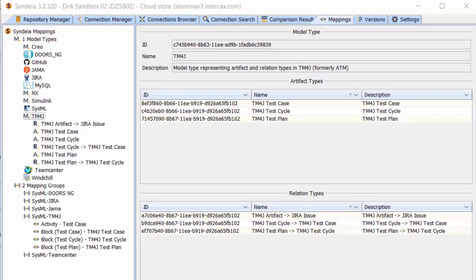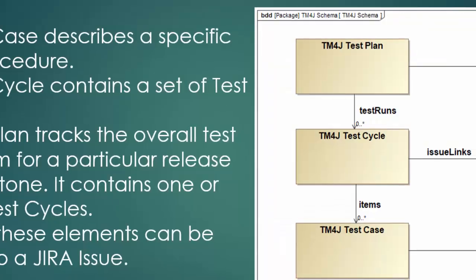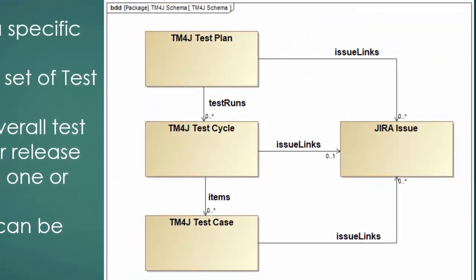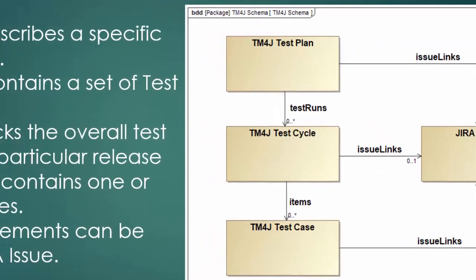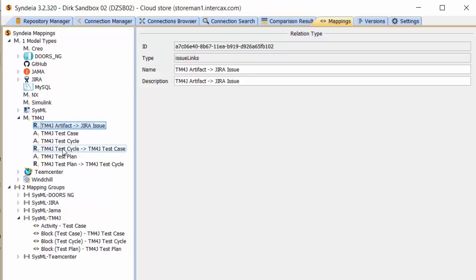If we want our mappings to include relations to be mapped between Rhapsody and TM4J, we must have one or more TM4J relation types. The Syndea 3.3 tutorial RHP.mappings file that comes with the tutorial models already contains the standard relations for TM4J shown in this diagram. Note that the type matches the internal relationship name shown in the metamodel, while the name and description are editable and can be more descriptive.